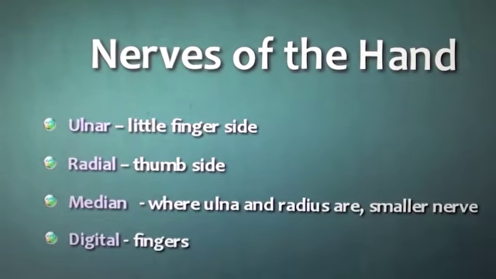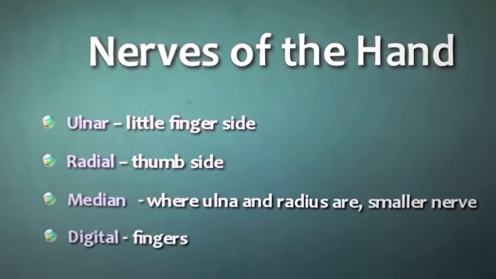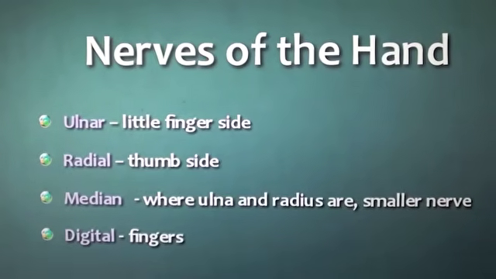Nerves of the hand: ulnar, little finger side; radial, thumb side; median, where ulna and radius are, smaller nerve; digital, where the fingers are.